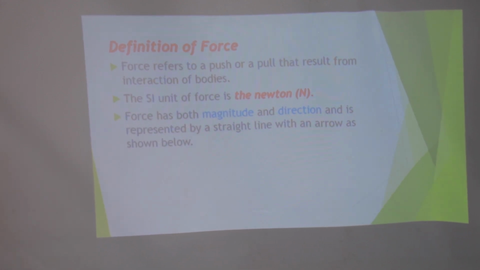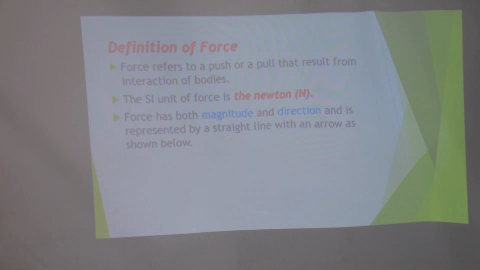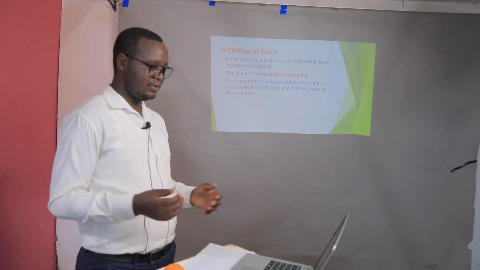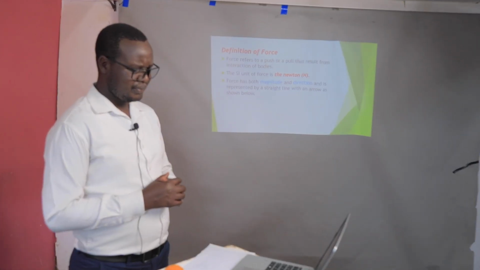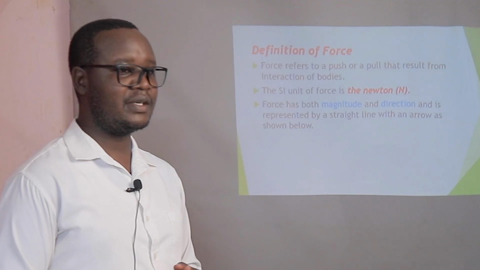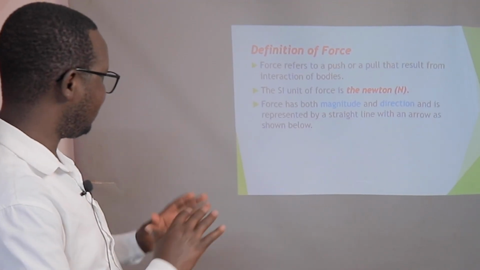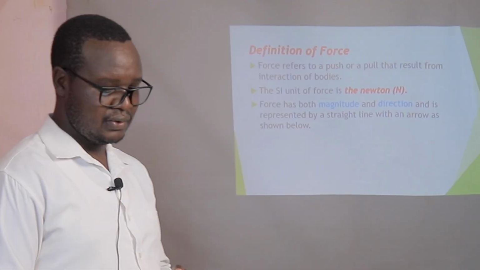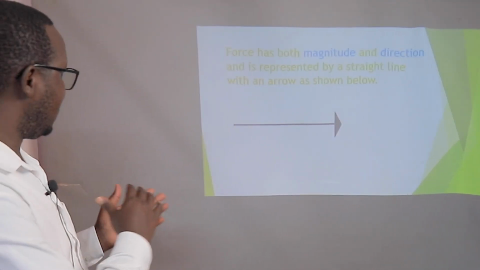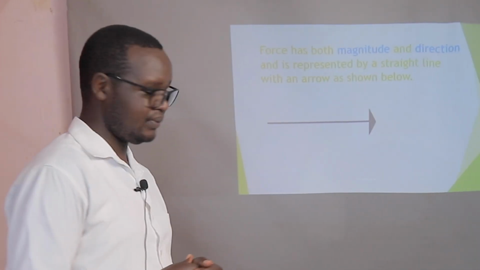Now force has 2 parameters in it. It has magnitude and direction. Now when you talk about magnitude, it is the size or the amount of force. And of course the direction, you know that one. Now, the magnitude and the direction of a force is represented by a straight line. So you have a straight line with an arrow. The straight line will be giving us the magnitude, while the arrow will be giving us the direction.